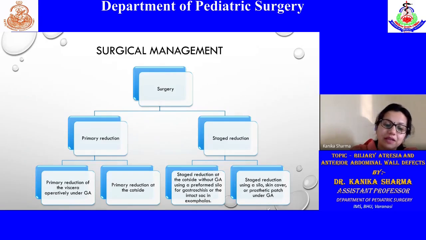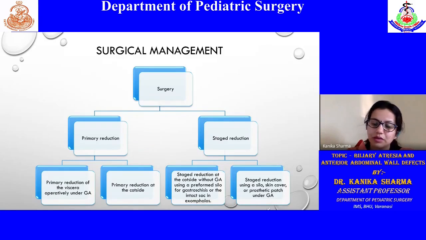Primary reduction can again be done in two ways, where the child may be taken up for surgery under general anesthesia, where the bowel is subsequently reduced into the abdominal cavity and closed. In very rare cases, a cord-side primary reduction has also been attempted, but it has to be done immediately at the time of birth. When the child is born, the bowel is very soft and is not matted, not edematous. So there and then an attempt to reduce the bowel can be done. However, primary reduction is not feasible in all cases.